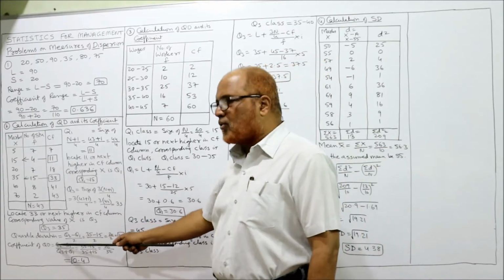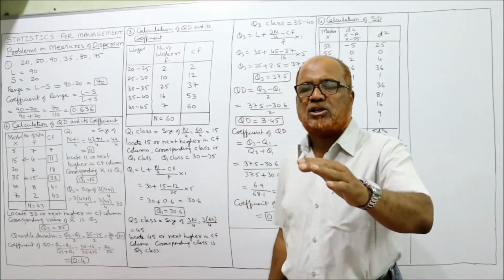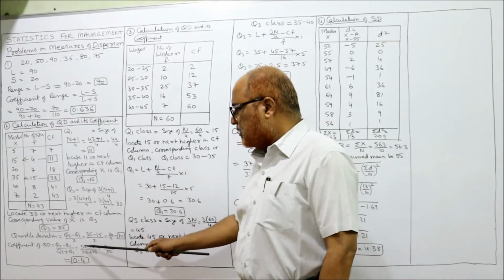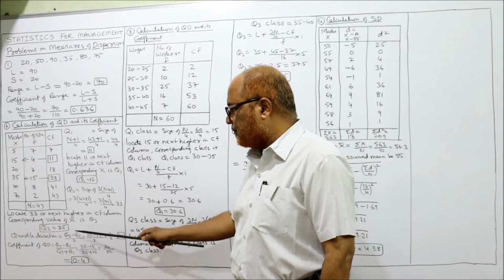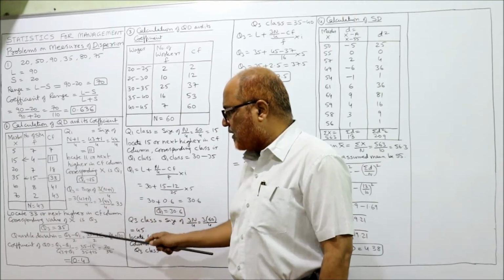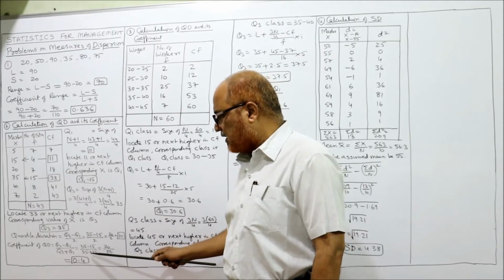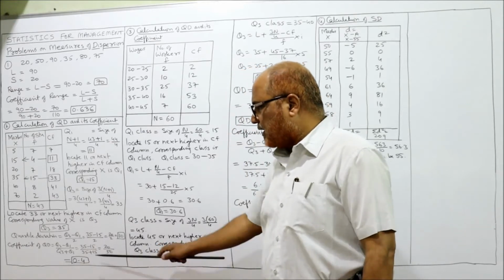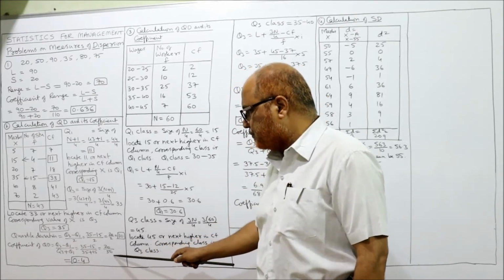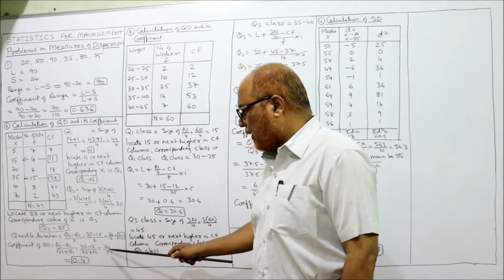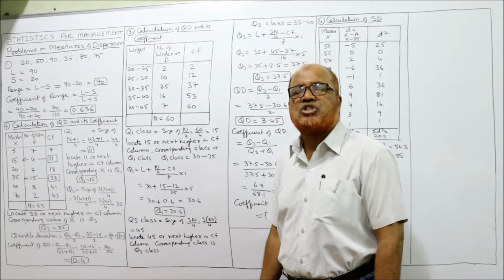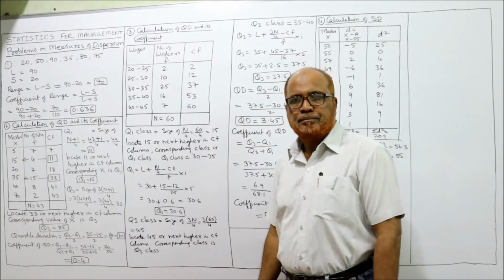Now coefficient of quartile deviation. Q3 minus Q1 divided by Q3 plus Q1. So here, 35 minus 15 divided by 35 plus 15. 35 minus 15 is 20. 35 plus 15 is 50. So 20 divided by 50 is 0.4. That is the coefficient of quartile deviation.